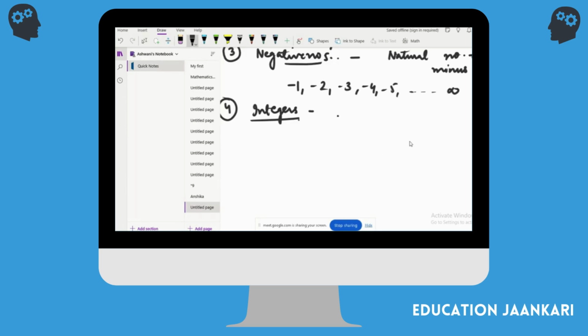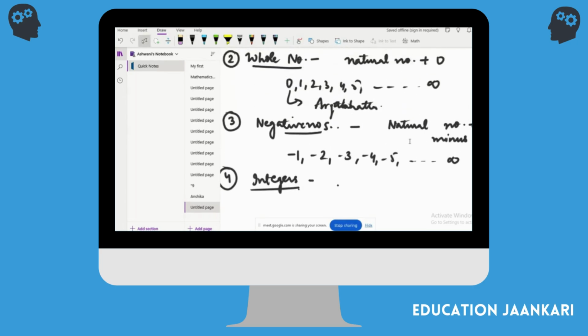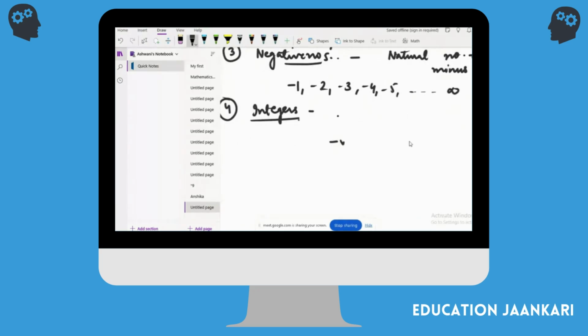Integers I am talking about, Samya. So integers are like negative numbers, then 0, then positive numbers, right? So we can say that natural numbers plus 0 plus negative numbers. Yes. Okay.